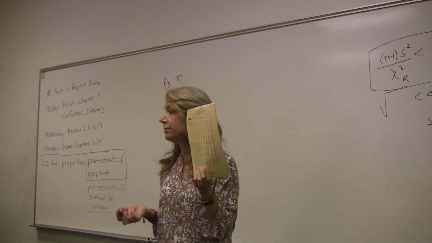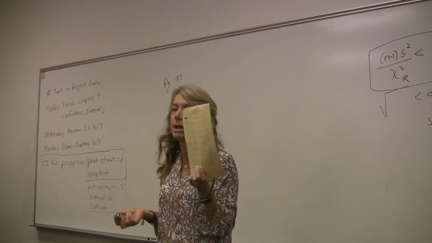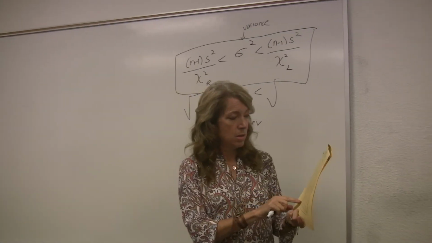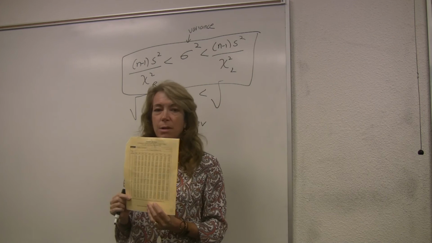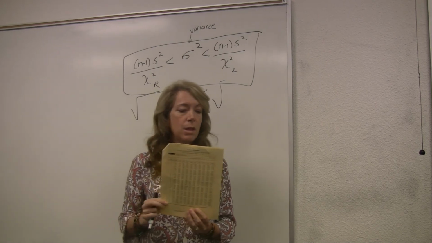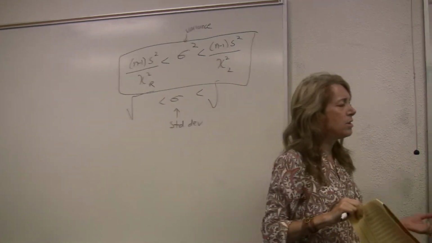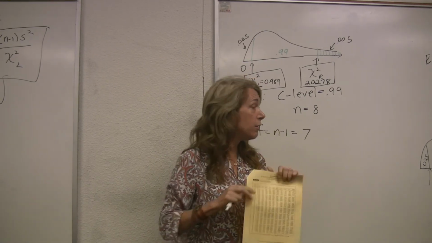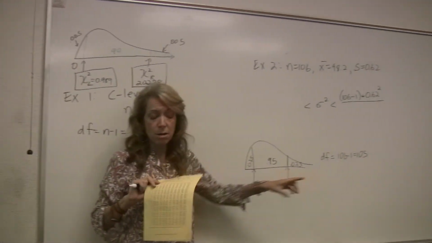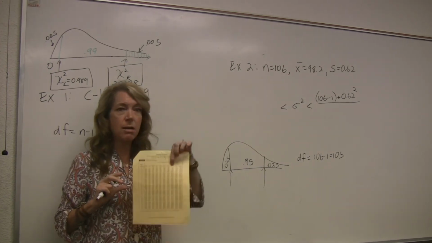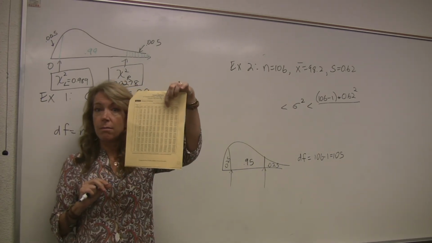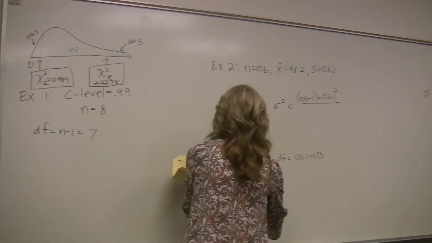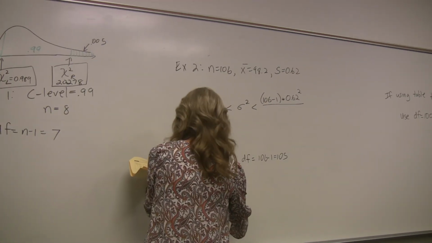105's not here. So we're going to go to the closest one we can find, which is the 100. So I'm down here at 100, the very bottom of the page. Which column do I want to look in? 0.025, right? That's the area to the right. Which happens to be the second one in from the end. 0.025 all the way at the bottom. This number on the right is 129.561.